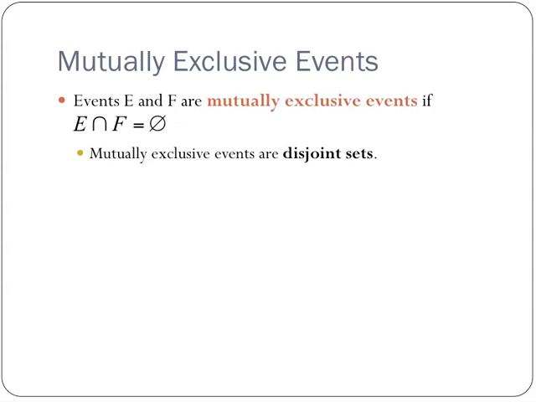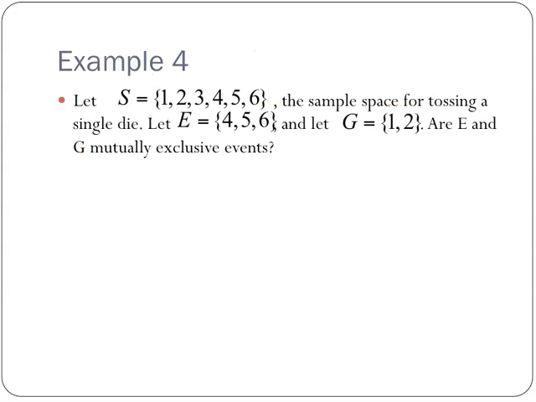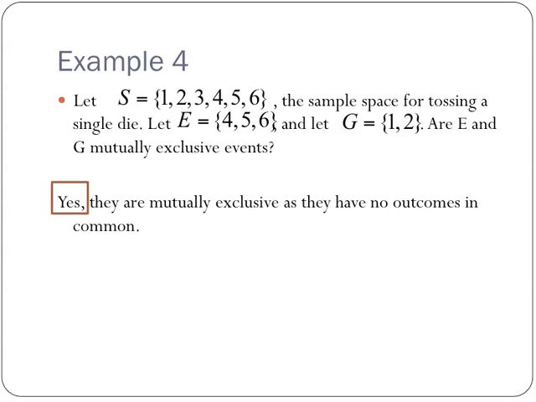All right, take a look at example 4. Let S equal {1, 2, 3, 4, 5, 6}, the sample space for tossing a single die. Let E equal {4, 5, 6}, and let G equal {1, 2}. Are E and G mutually exclusive events? In other words, is the intersection of E and G equal to the empty set or not? Well, are there any elements that are common to both E and G? There are not, which means that yes, they are mutually exclusive because they have no outcomes in common. So in other words, E intersect G is equal to the empty set.